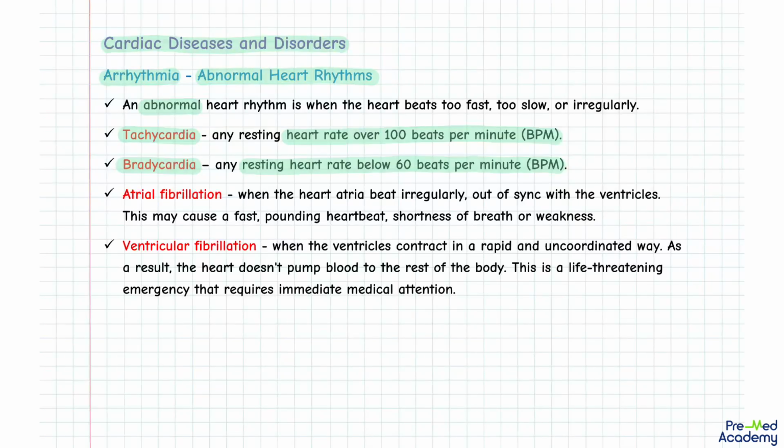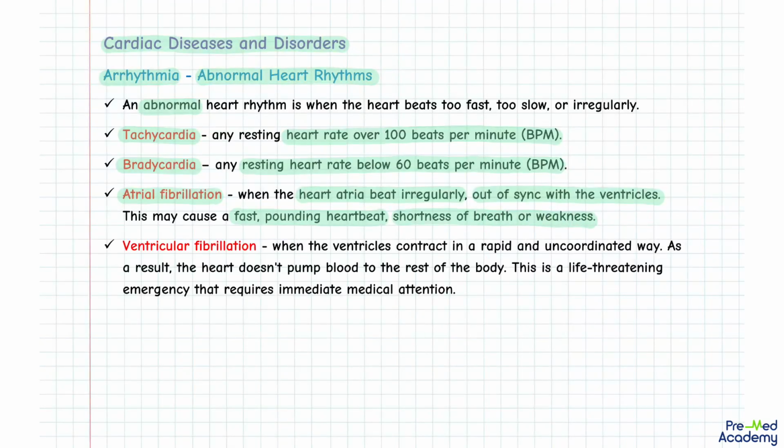Next we have atrial fibrillation, which occurs when the atria of the heart beat in an erratic and irregular manner, out of sync with the ventricles. For some people, atrial fibrillation comes with no special symptoms, but often it causes a fast and pounding heartbeat, and can be accompanied by shortness of breath or weakness.